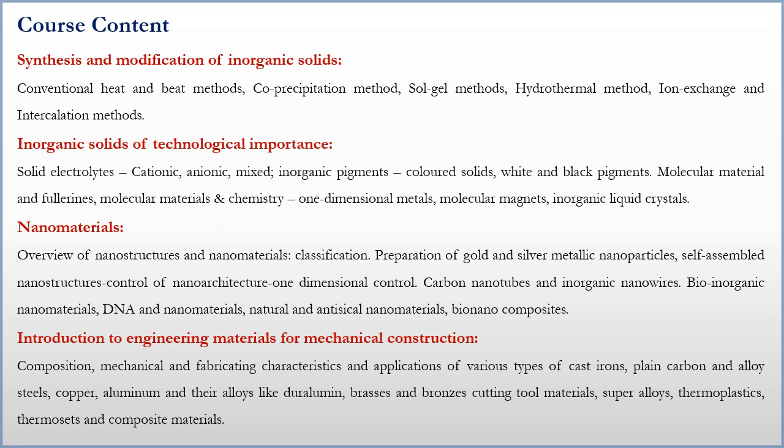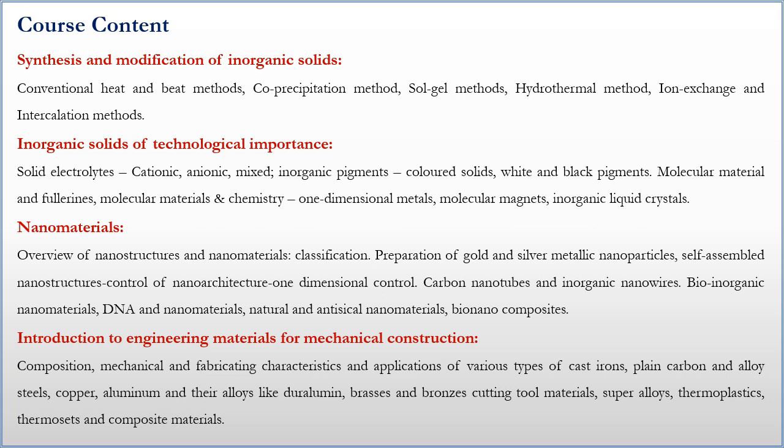The next unit, which is Introduction to Engineering Material for Mechanical Construction, the content of this particular unit is a little bit different from what we would have discussed in the previous units. Here, we'll be talking about the engineering materials which we see around us in general. From the chemistry point of view, we'll talk about their composition, their mechanical and fabricating characteristics, their various applications. We'll put emphasis on the engineering materials based on iron, that is cast iron and plain carbon and alloy steels, and alloys of copper and aluminium, and brasses and bronze.